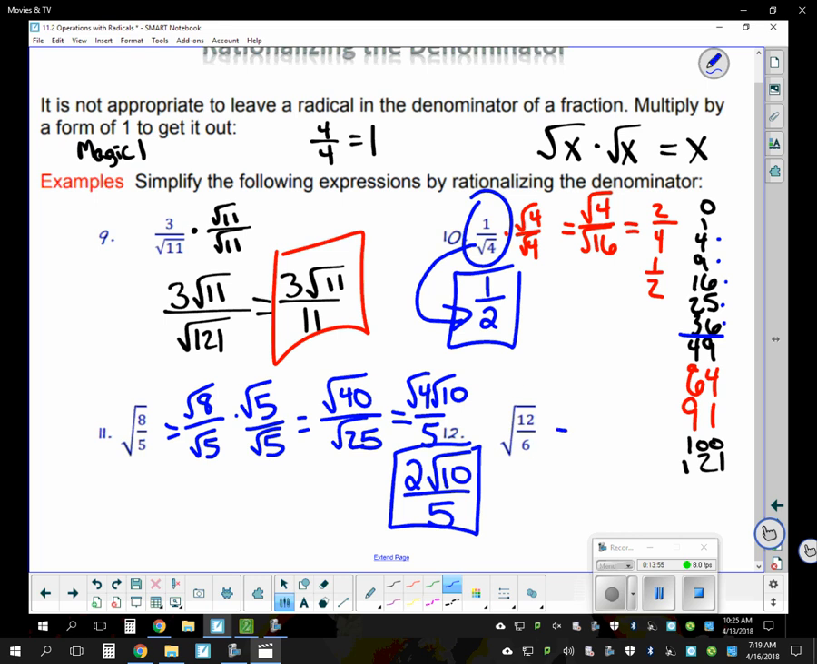Number 12, square root of 12 over 6. Well, if you're really thinking, you know 12 over 6 is 2, and then try to simplify square root of 2. You can't, so you're done. Okay, so if you don't have to do the rationalizing the denominator, don't do it. If you can simplify your fraction first, or take a perfect square first, do that. It'll make your problem easier.